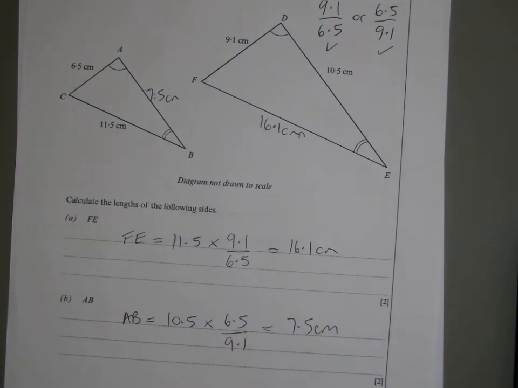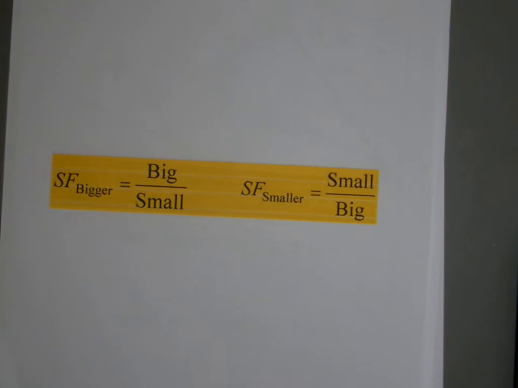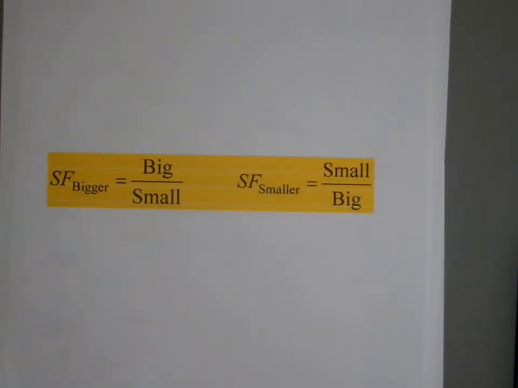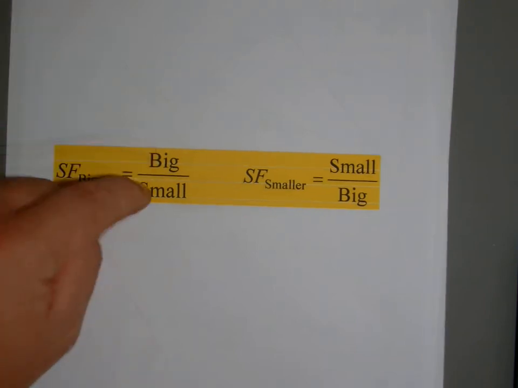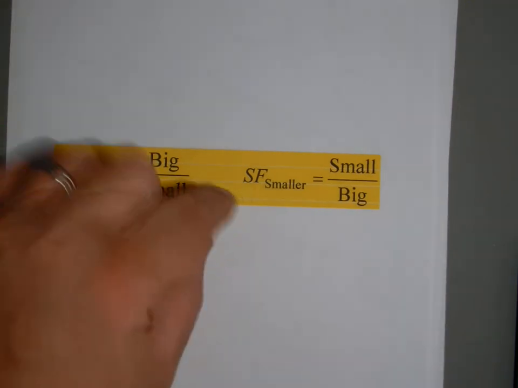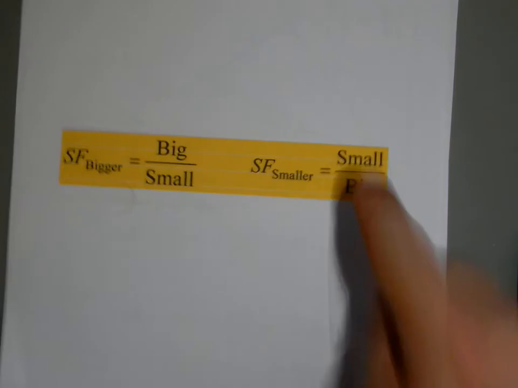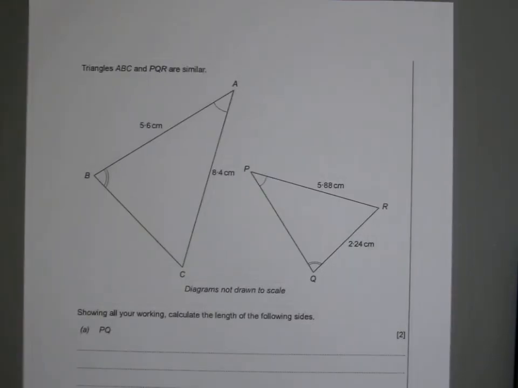So just a summary on that. If you want to make it larger, you've got to choose the bigger scale factor. So it'll be the big divided by small. If you want to make it smaller, you've got to choose the smaller scale factor. Small divided by big.